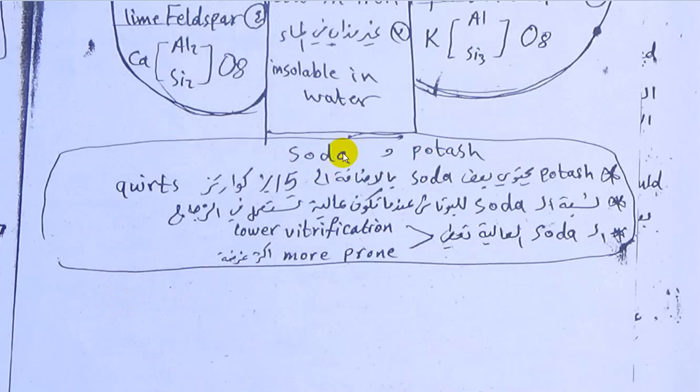This is going to be a disambiguation for the soda and potash. Potash contains soda in addition to 15% quartz content, as you can see in front of you. The soda to potash ratio will be high.